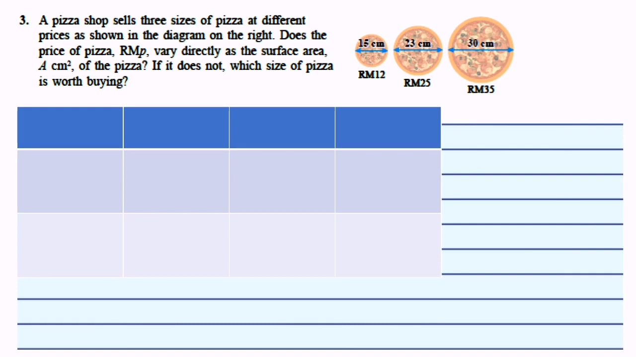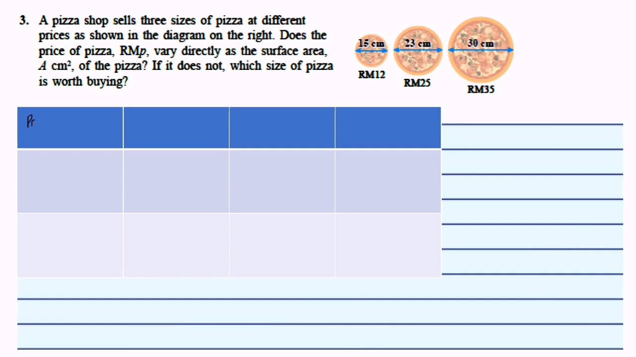Question number 3. A pizza shop sells 3 sizes of pizza at different prices as shown in the diagram on the right. Does the price of pizza RM P vary directly as the surface area A centimeter square of the pizza? If it does not, which size of the pizza is worth buying? Okay, first I write all the information in the table.